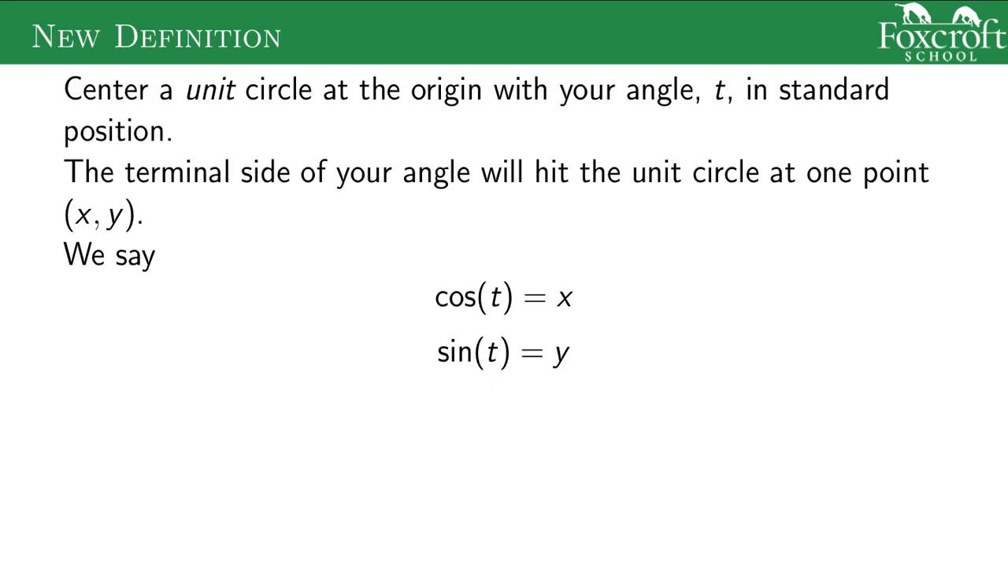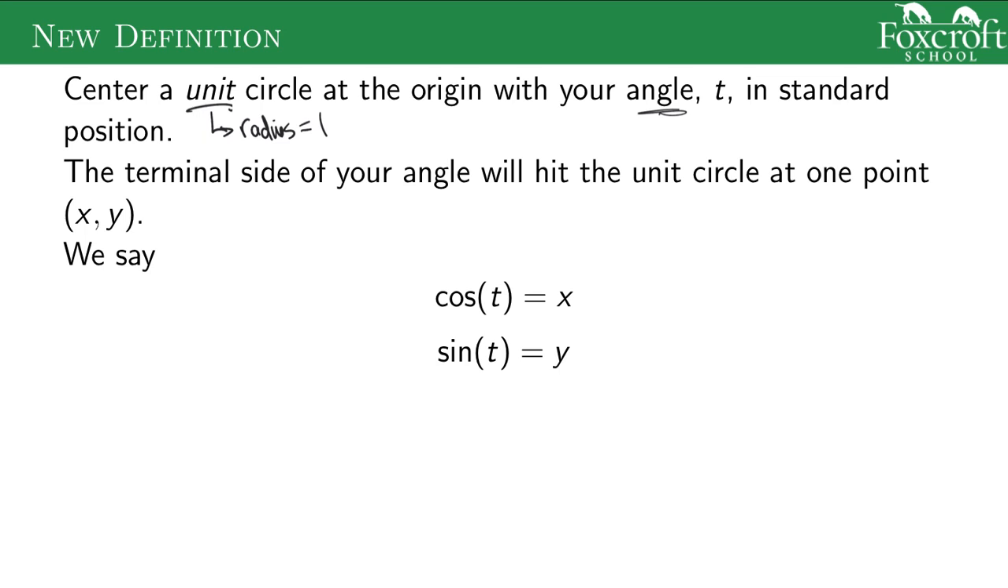Here's the new definition. We're going to take a unit circle. This happens a lot in math. You use the word unit. That just means 1. So this means the radius is equal to 1, and making the radius 1 just makes all the math simpler. You're going to have an angle t. Sine and cosine always require an angle, and we're going to have it in standard position.